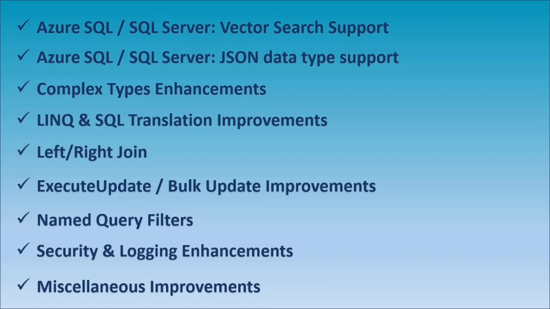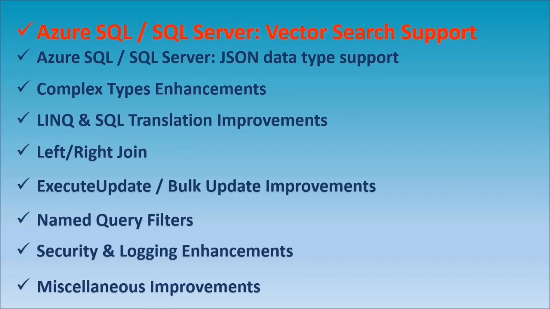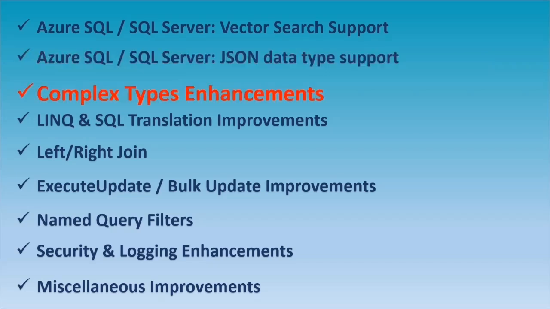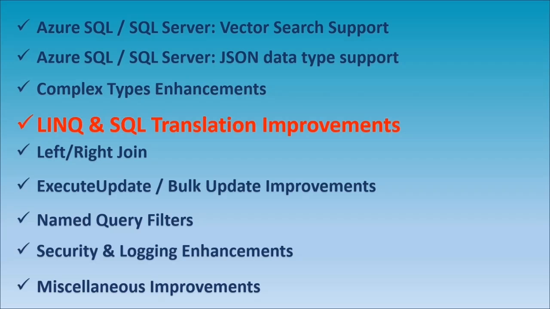Here's what's new in EF Core 10. As you can see on the slide, we have several exciting updates. Azure SQL and SQL Server now support vector search, perfect for AI and machine learning workloads. Direct JSON data type support for storing structured objects. Improvements to complex types giving more flexibility. Better LINQ to SQL translation, reducing client-side evaluations.